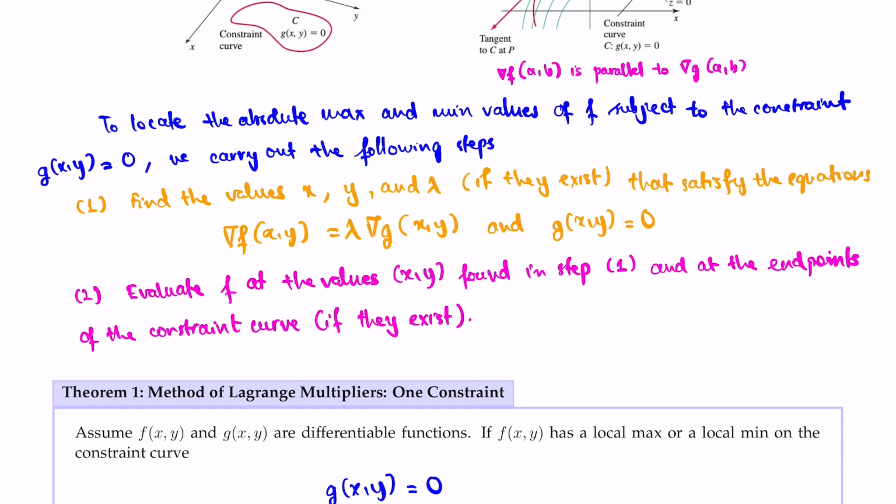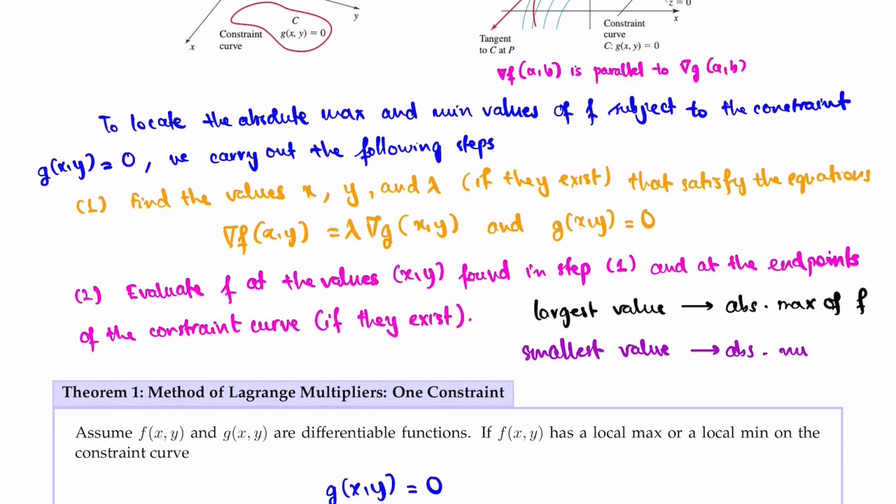Now, if you have the largest value, this implies the absolute maximum of f. And if you have the smallest value, this indicates the absolute minimum value of f. All right, so that is the procedure that we're going to follow to find the absolute maximum and absolute minimum of the function subject to the constraint of g of x, y equal to 0.